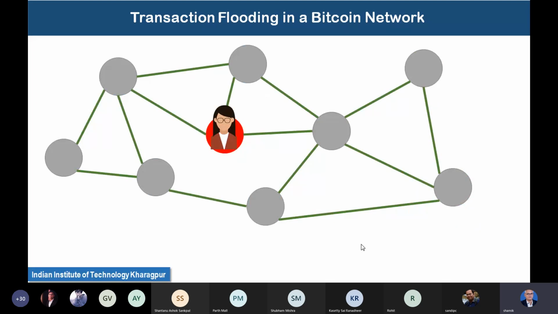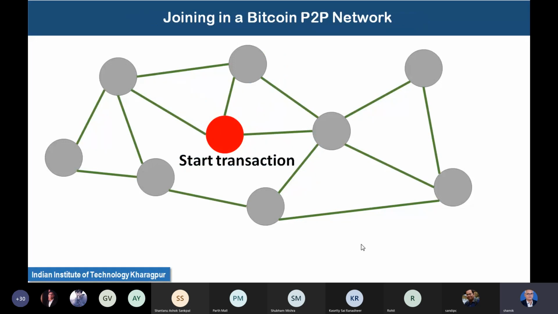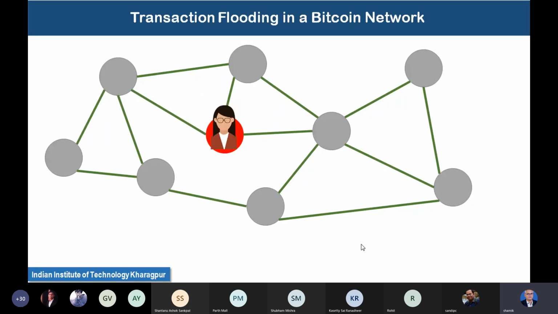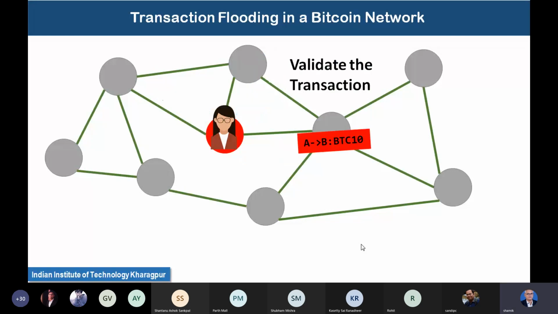So what we mean by broadcasting it is that Alice is sending it to her peers. And if you remember, these were set up as her peers. So everybody gets this transaction that Alice is paying Bob BTC10. Okay. And so each of them will be validating the transaction.